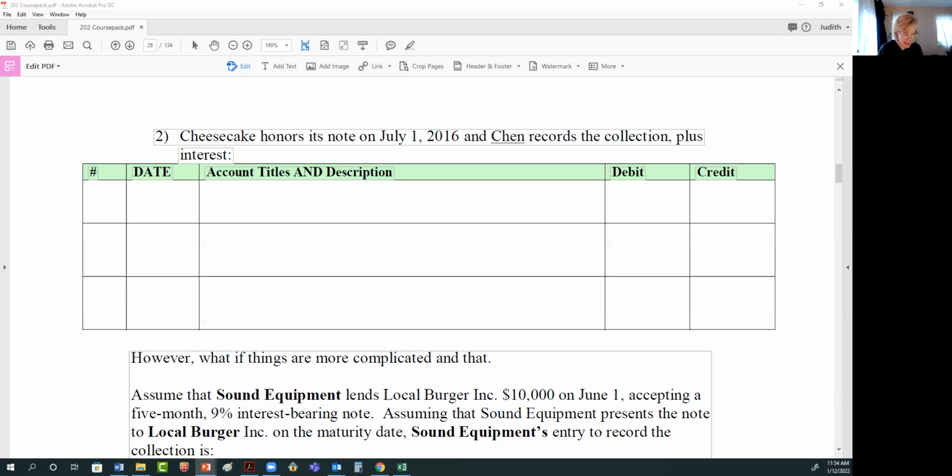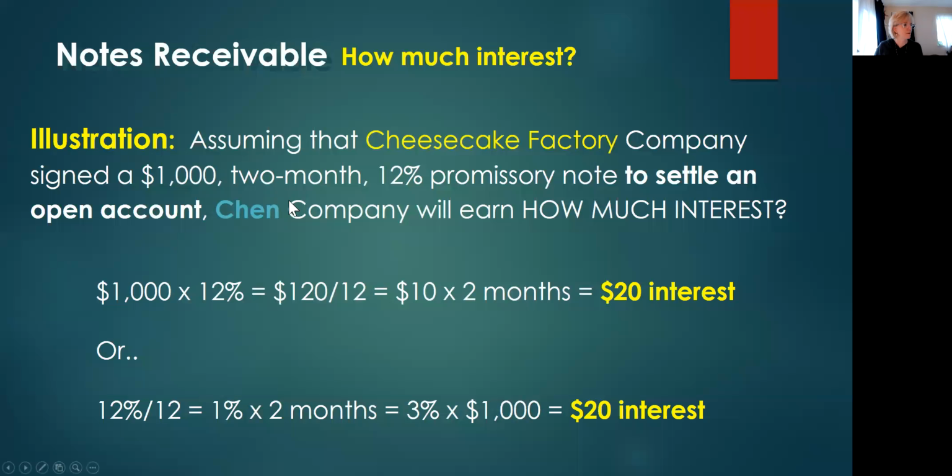So Cheesecake pays Chen. Chen collects the 1,020. What account does Chen debit for the 1,020? Just the first line of the journal entry when any collection is made. Which account do we use? Cash. The beautiful account is cash.